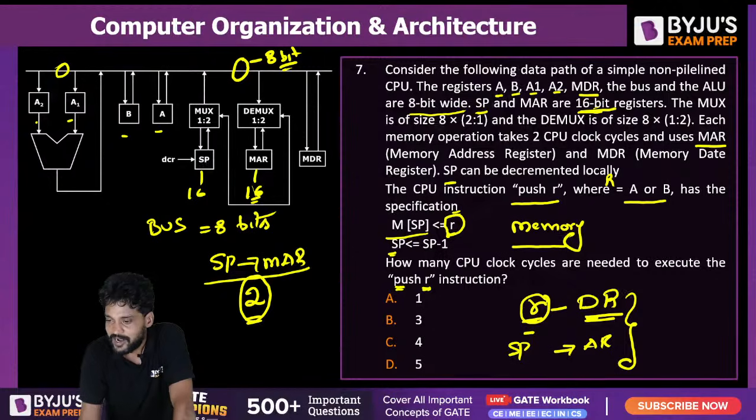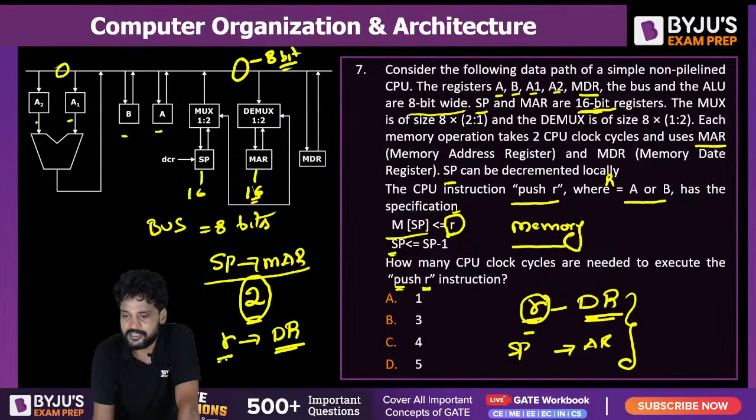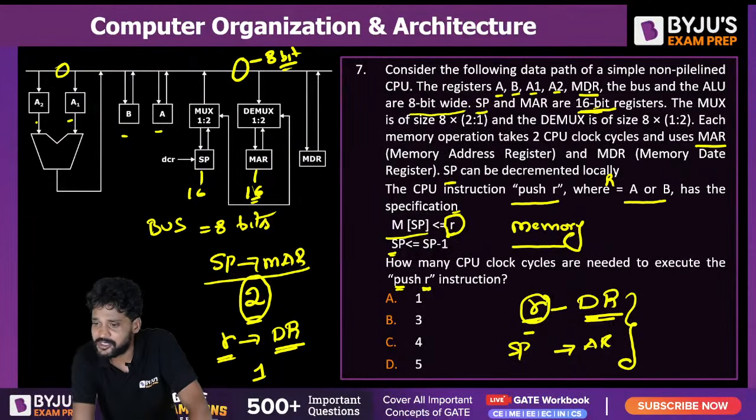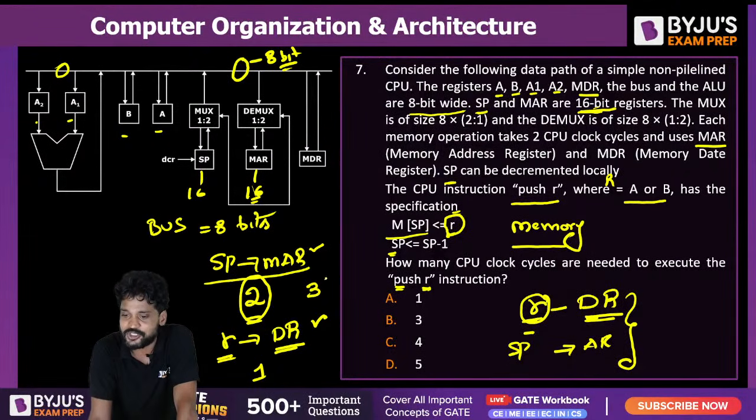Then R must be transferred to the data register. For this, I don't need anything extra, rather I require only 1 clock cycle. Since all the other registers, look at this, the data register, A, B, A1, A2, the memory data register, everything is of only 8 bits, and since the bus system is also of 8 bits, I require only 1 clock cycle. So, in order to load MAR and the data register, I require 3 clock cycles.